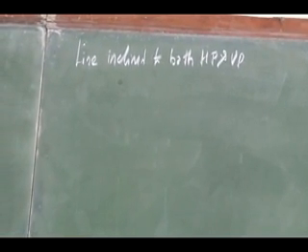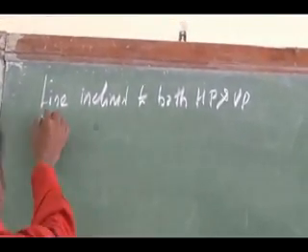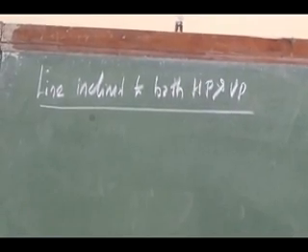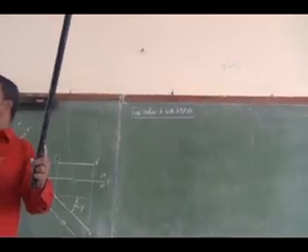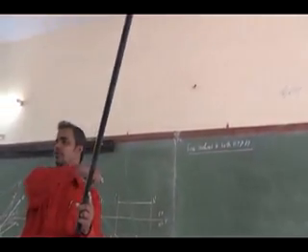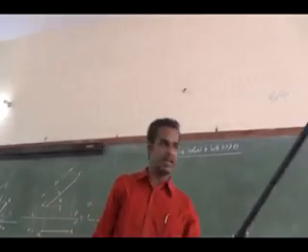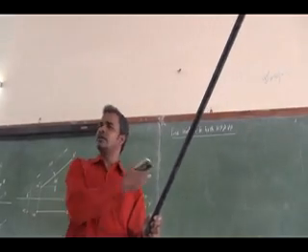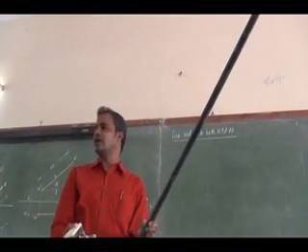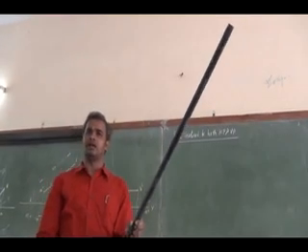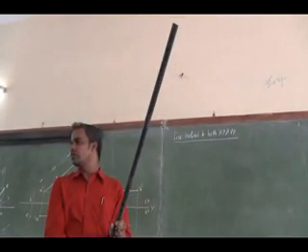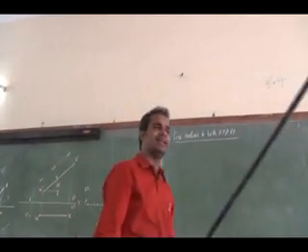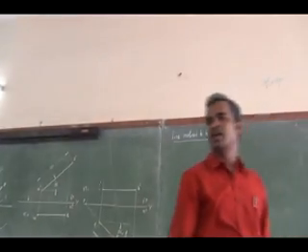Okay, carefully listen. See, this line is inclined to both HP and VP. So this is the case: the line is inclined to HP and inclined to VP. Straight away we will solve a problem. Here, as usual, in any view, in front view as well as in top view, I don't find a true length. It is not parallel to HP, it is not parallel to VP. For both planes it is inclined. So I don't get a true length in any of my views.